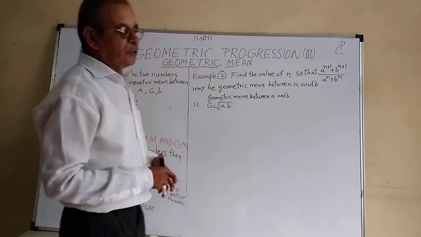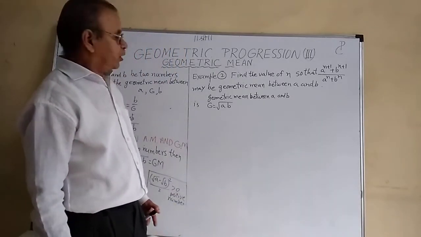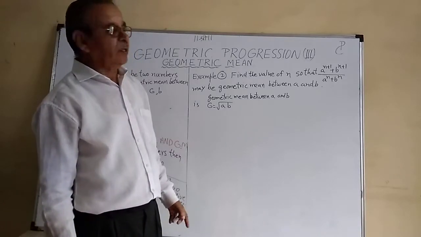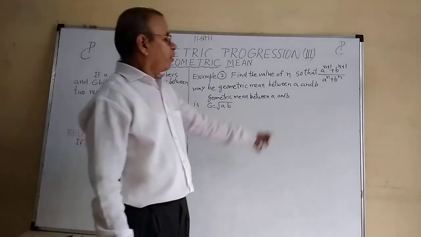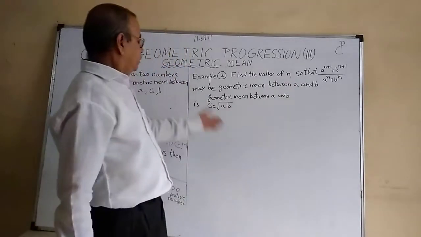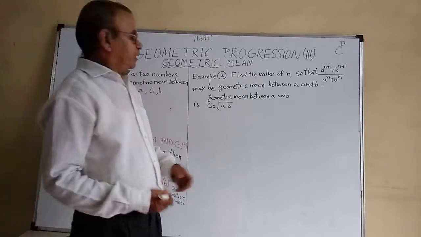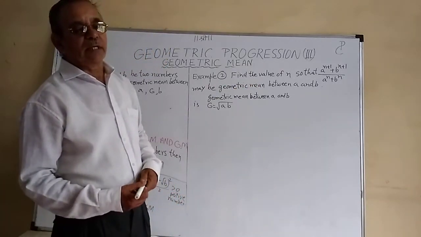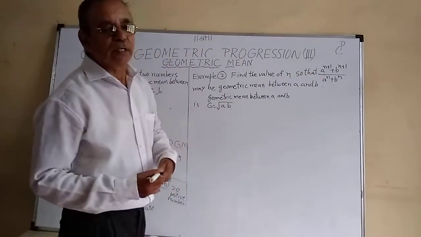Example 2. This is a very important examination point of view question. Find the value of n so that (a to the power n plus 1 plus b to the power n plus 1) upon (a to the power n plus b to the power n) may be the geometric mean between a and b. Here, the geometric mean between a and b is under root ab. So my given expression is equal to this under root ab.